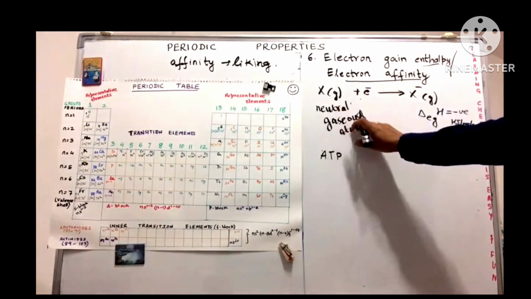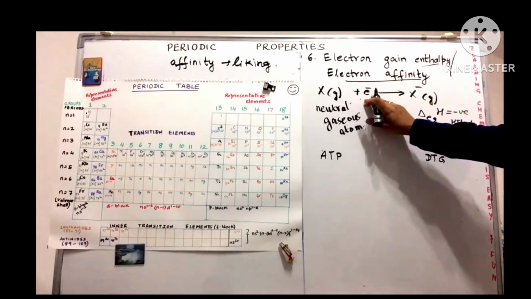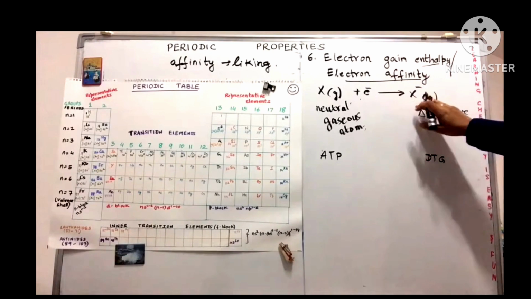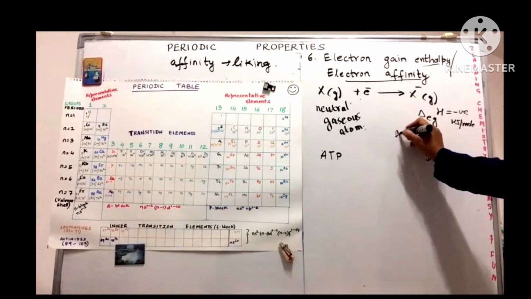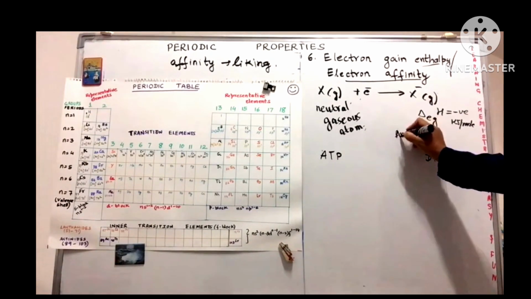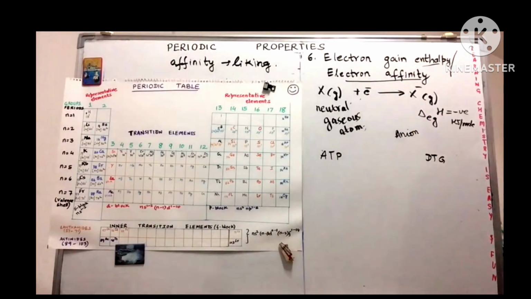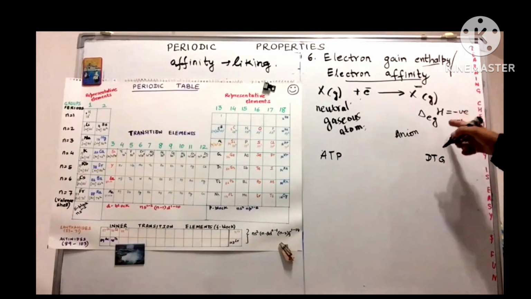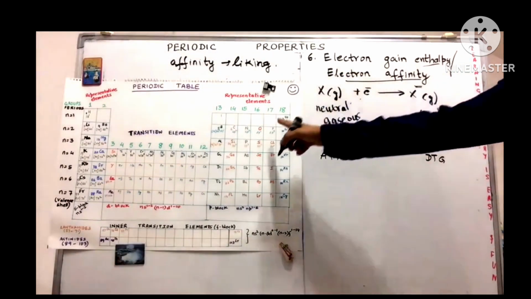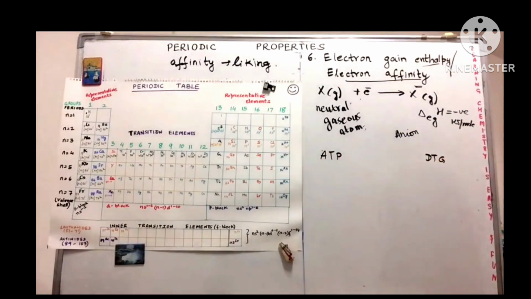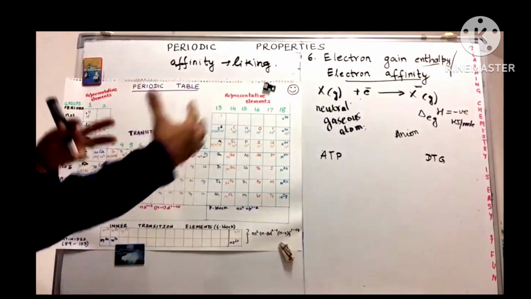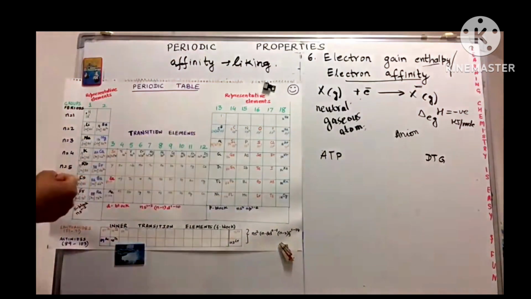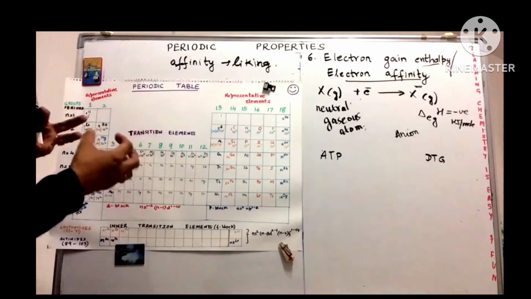So a neutral gaseous atom acquires an electron to change into an ion. Now here the ion will be an anion. Unlike ionization enthalpy where a cation was being formed, here it's a negative ion, right? Now let us see the trends across the period and down the group. What kind of an atom will gain electrons easily? A small atom or a big atom? Think. Yes, a small atom.